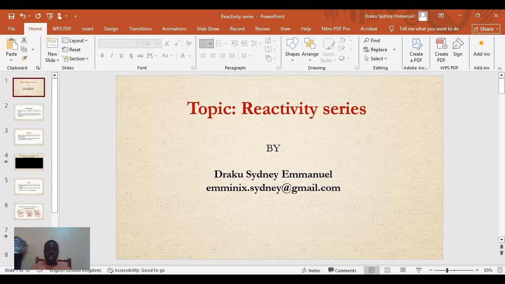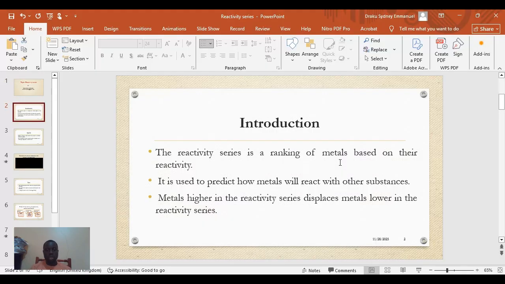Today we are going to learn about the reactivity series of metals. When we talk about the reactivity series of metals, we are mainly looking at how we are able to arrange these metals based on their reactions with other substances like water, with other compounds, or in displacement reactions.